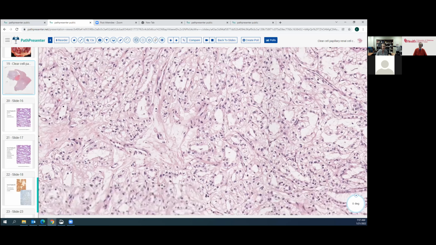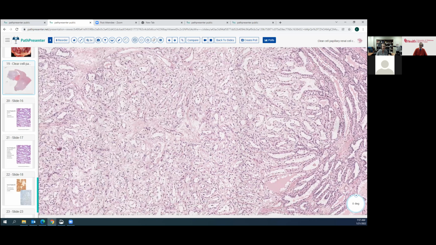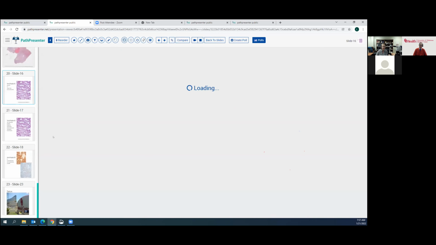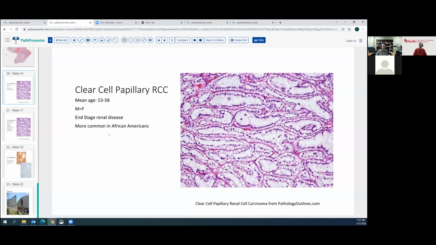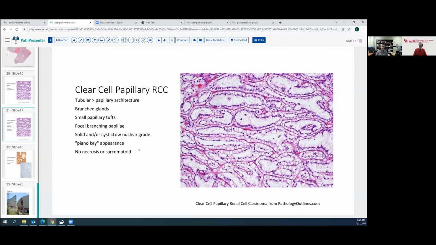It's really important to recognize this entity and do some stains to identify it. It can be associated with end-stage renal disease, and some case reports have reported a higher prevalence in African Americans. Like I had mentioned, they've got tubulopapillary architecture, branched glands, small papillary tufts, small papillae. And the cells are very low grade with a piano key appearance.